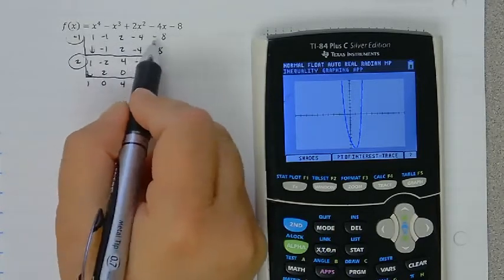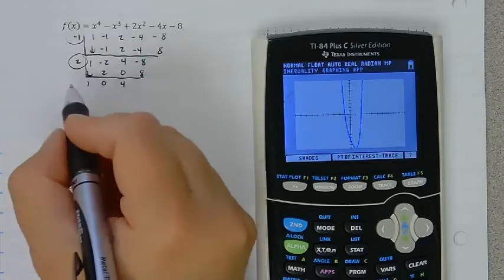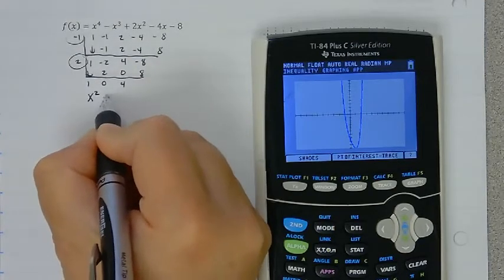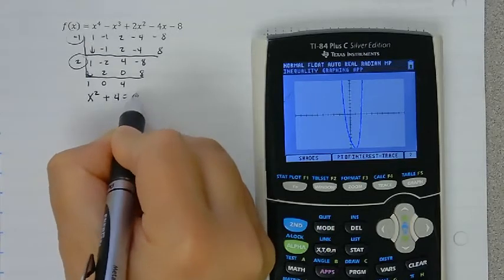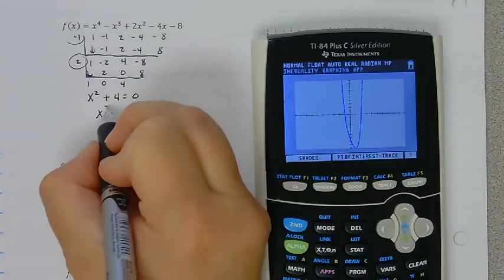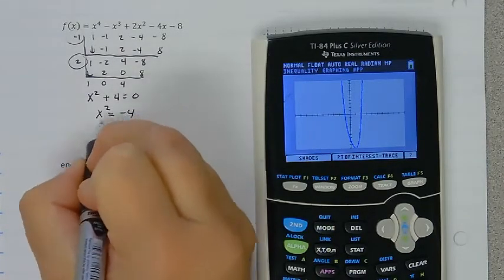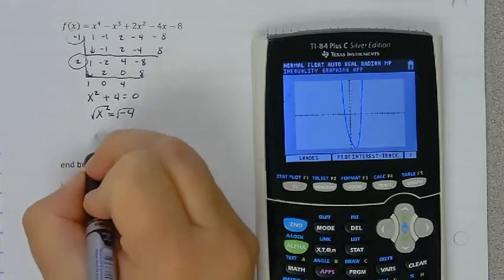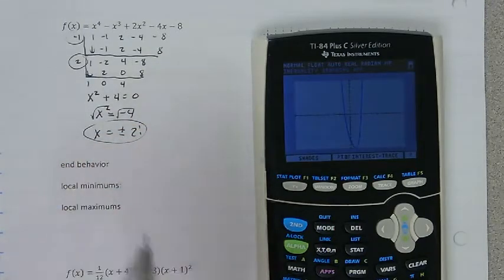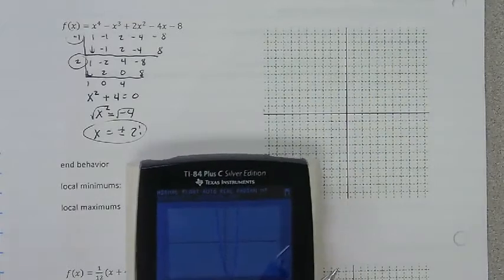So this was x to the fourth, this was x to the third. So what I have is x squared plus 0x plus 4 equals 0 to find the other zeros. If I solve this one, I get x squared equals -4, square root both sides, so x equals plus or minus 2i. So this means that I can't see the other 2 zeros because they are imaginary. So I can go ahead and graph the ones that I see.